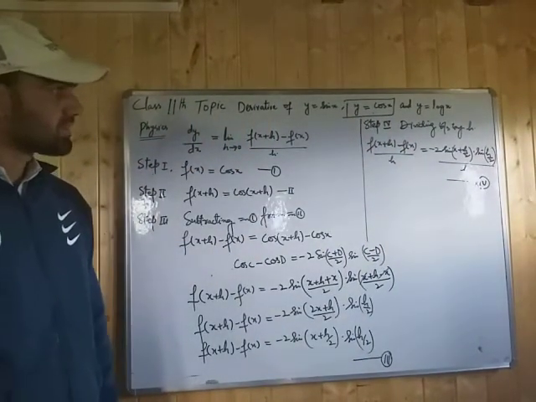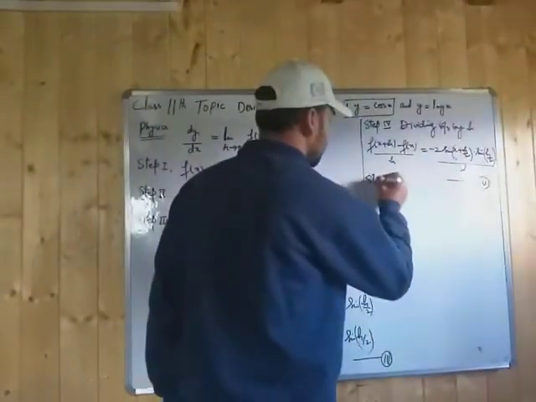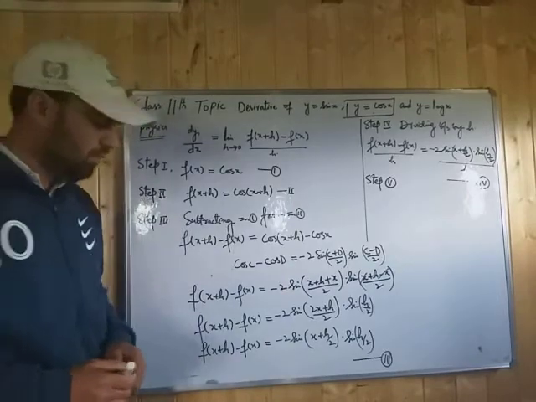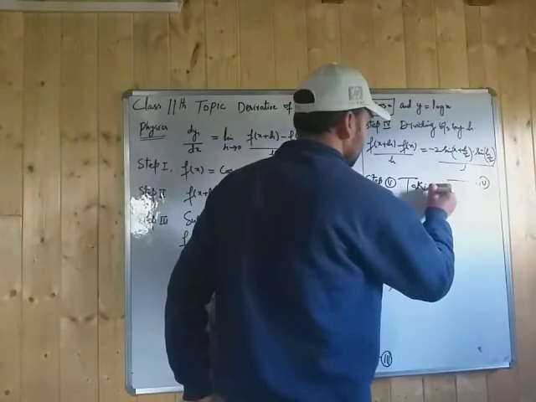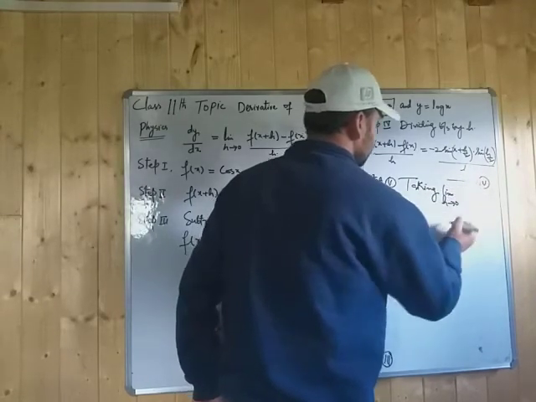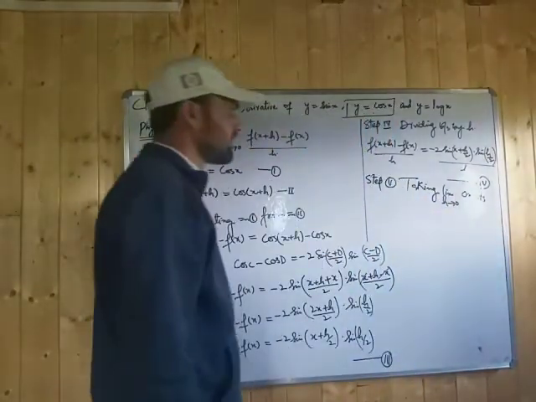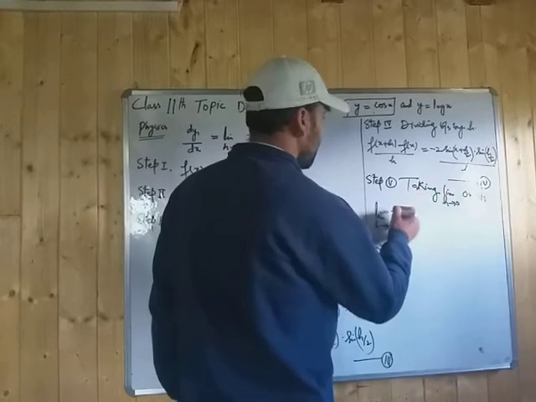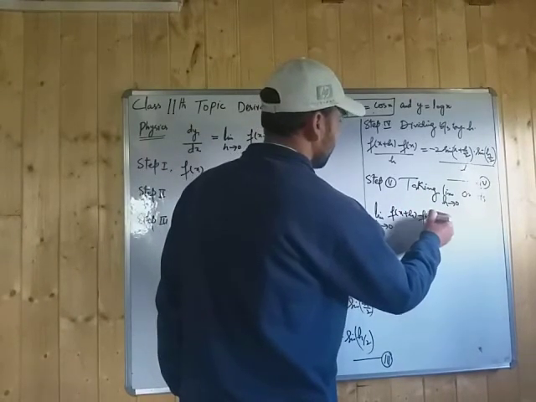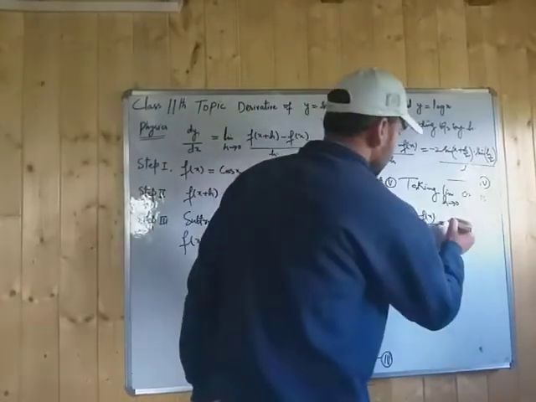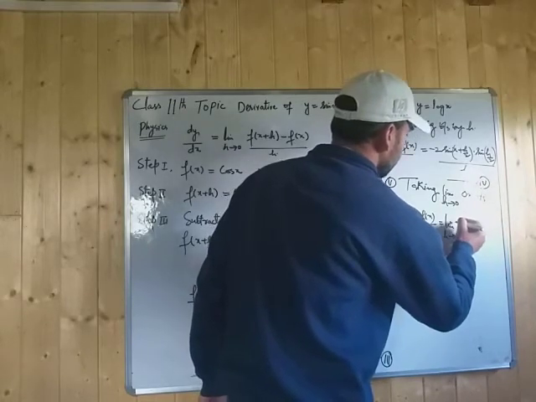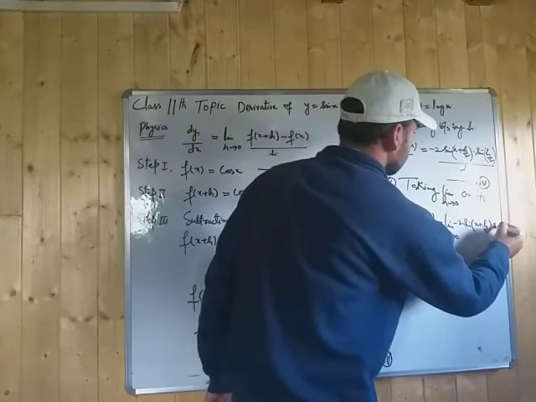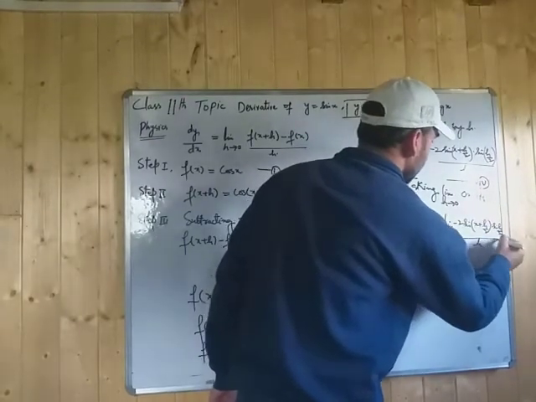Now the fifth step, the last step, is taking limits as h approaches 0 on both sides. So I will write here limit h approaches 0 of (f(x+h) minus f(x)) divided by h is equal to limit h approaches 0 of minus twice sine of (x+h)/2 into sine of h/2 divided by h.